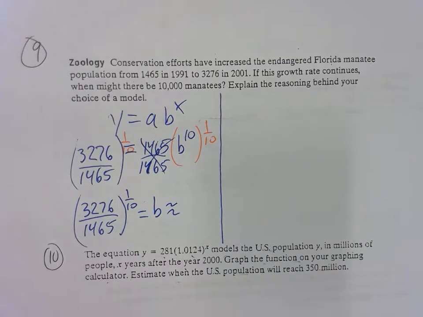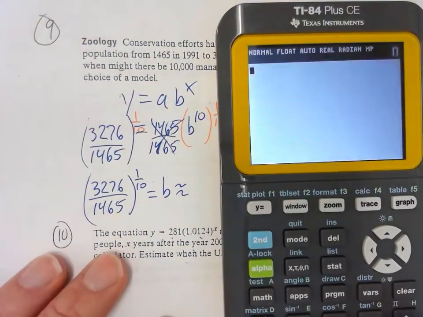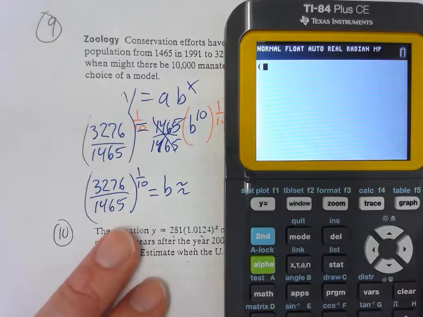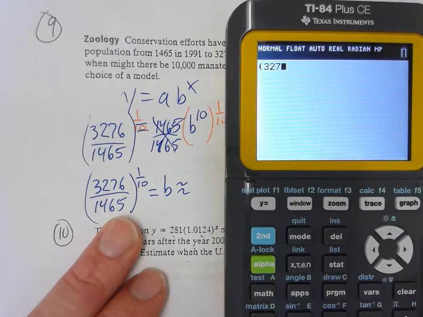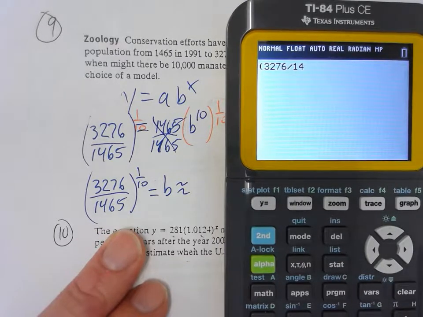so I'm typing this in. Here, I'll type one in just to make sure we're all kosher here. 3276 divided by 1465 to the power of 1 divided by 10, 1/10. Or I actually could do 0.1, which is also the decimal approximation of 1/10, or the exact decimal.